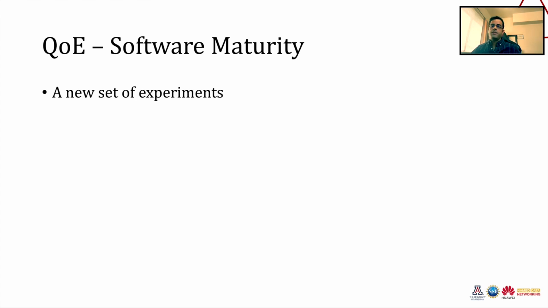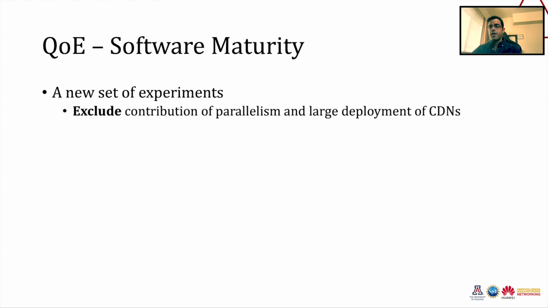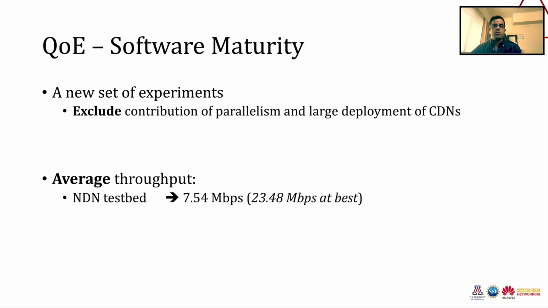To roughly quantify the performance of the software implementation on Akamai, Fastly, and NDN testbed, we ran a separate set of experiments to exclude the role of parallelization and large deployment of Akamai and Fastly. But here, for the sake of time, I'm just going to report the results without describing the setup for this new set of experiments. We confirmed that NDN testbed provides end users with a throughput, on average, of only 7 megabits per second and 23 megabits per second at the best.